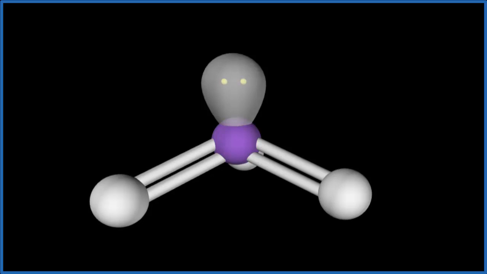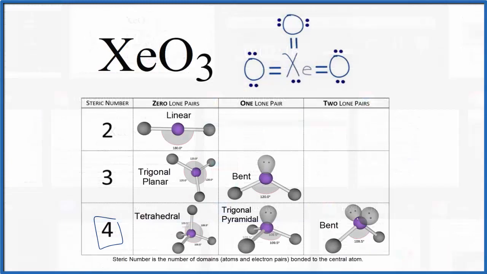Let's go back to our Lewis structure. We could also use the AXE notation to figure out the molecular geometry for XeO3. A, that's the central atom, that's the xenon. X, that's the number of atoms bonded, 1, 2, 3 oxygens. And then E, that's the number of lone pairs. We have one lone pair. AX3E, if you look at that, trigonal pyramidal, just like we found before.